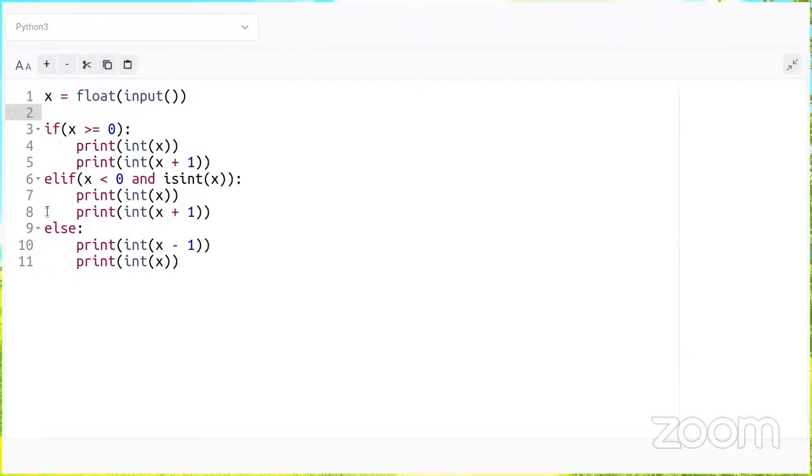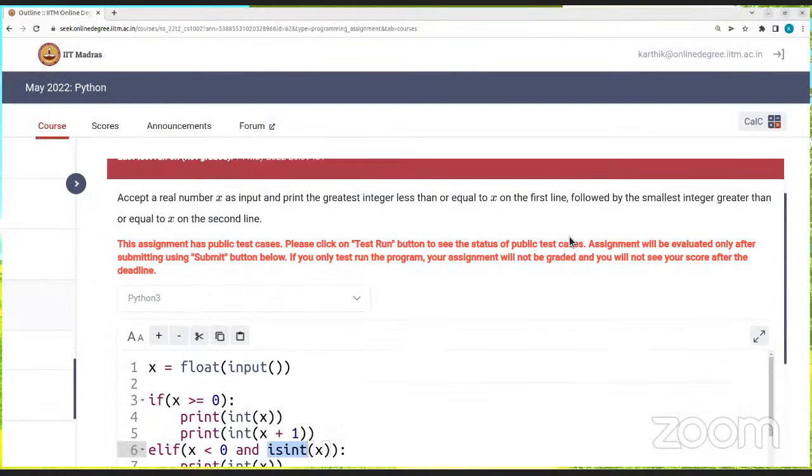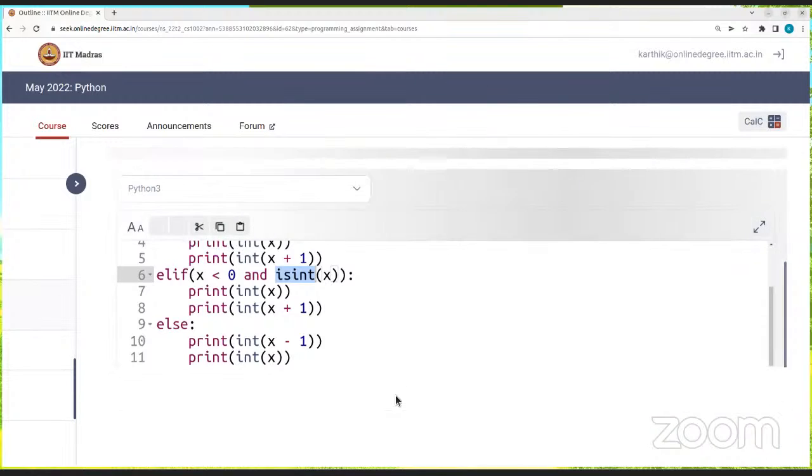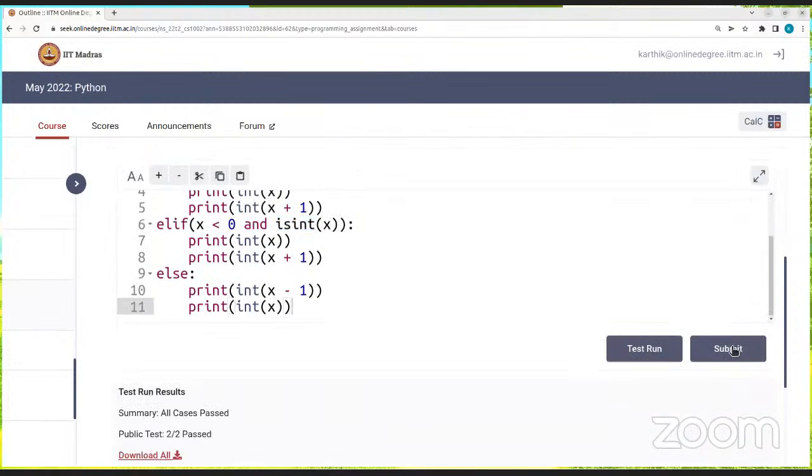Okay, so what is this isInt? What does it do? It will convert the float value to integer. Okay, so actually, this is new to me. I have never seen isInt before. So, is there any way you can solve the problem without using this isInt?